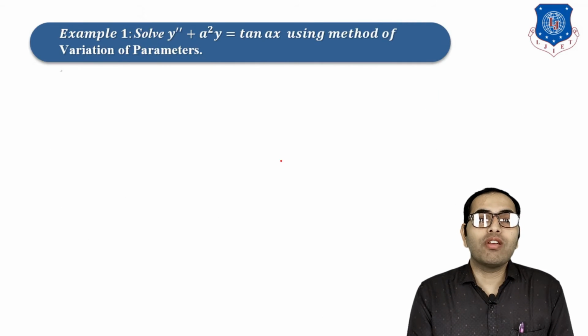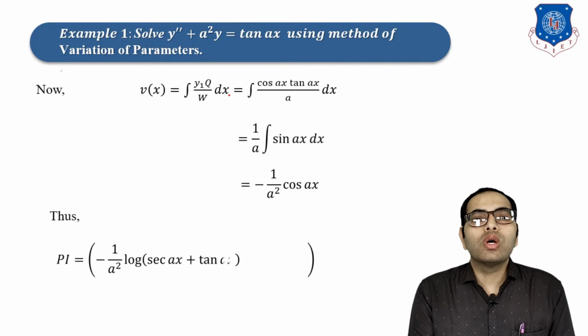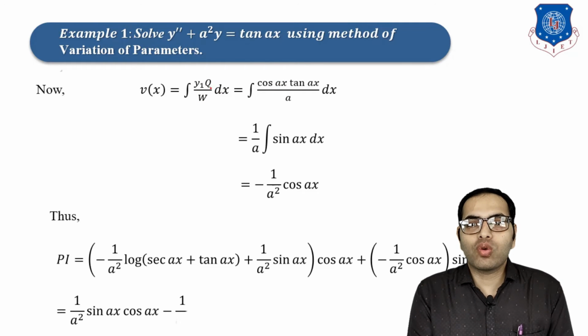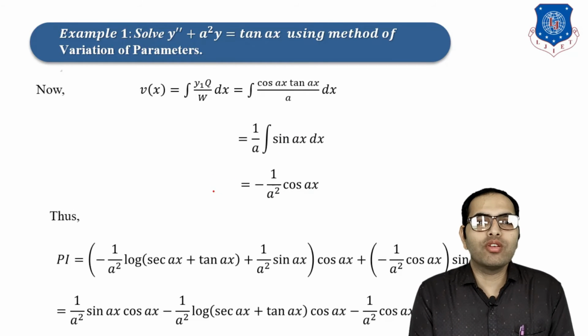Similarly, we find the value of v of x. Then v of x equals the integral of y1 of x into q of x by W dx. Just substituting the values of y1, q and W: y1 is cos ax, q of x is tan ax, W has value a. Then 1 upon a is a constant which comes out. Tan ax is written as sin by cos, cos will be cancelled out. Then the integral of sin ax is cos ax by a. Then it becomes minus 1 upon a square cos ax. That is the value of v of x.